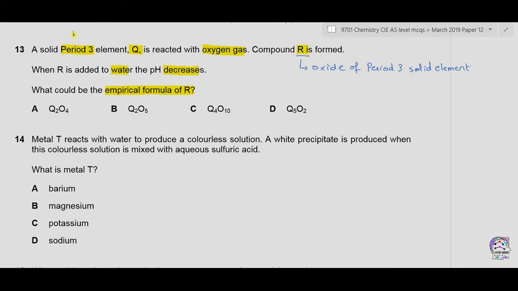In period 3 we have sodium, magnesium, aluminum, silicon, phosphorus, sulfur and chlorine. All of them are solids except chlorine, so therefore chlorine is not element Q. Second point is that when R is added to water, the pH decreases. It means that the oxide that is formed is acidic in nature. Acidic oxide is the oxide of non-metal oxides.